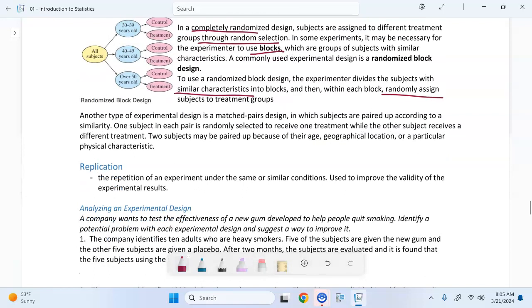We can also do matching pair design, where we pair everybody up with someone with similar characteristics. A little more time consuming, but you say, okay, well, you two are very similar in age and weight and height and gender and everything. Okay, you guys are matched, and then you guys are matched. You do that with every subject, and then one person goes to control and the other one goes to treatment.